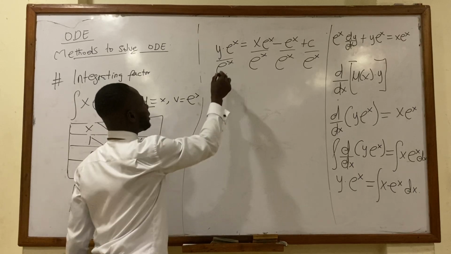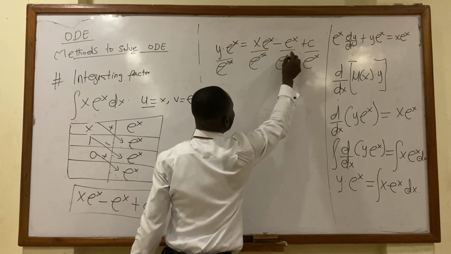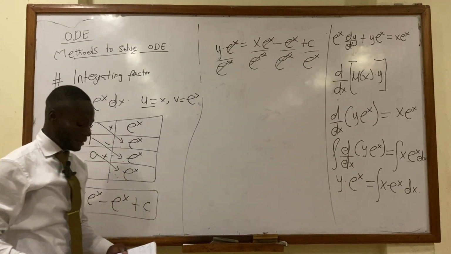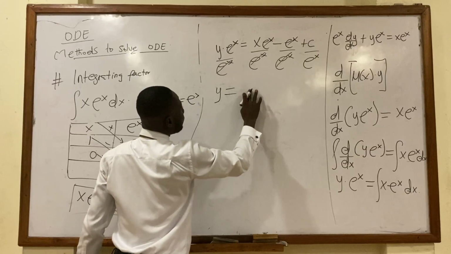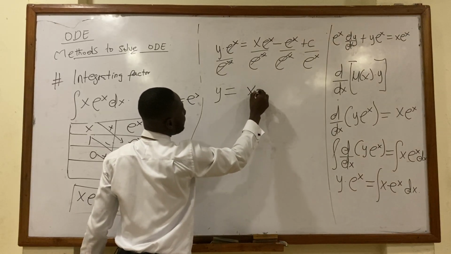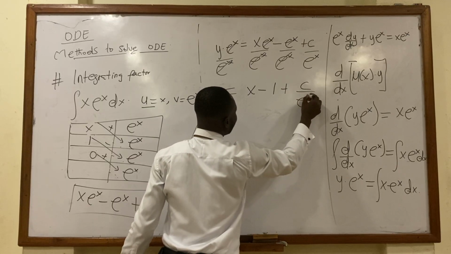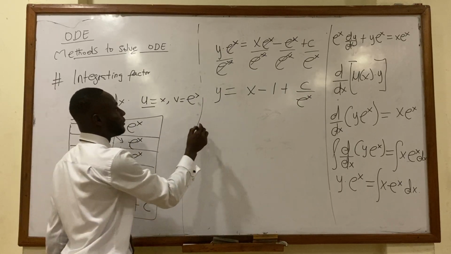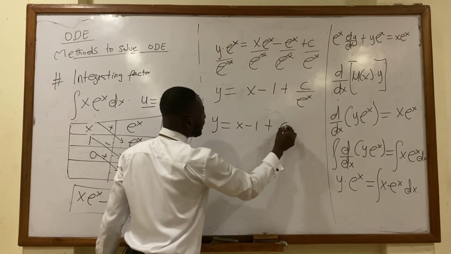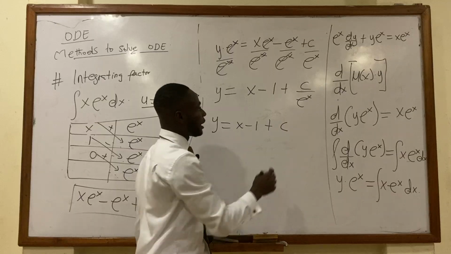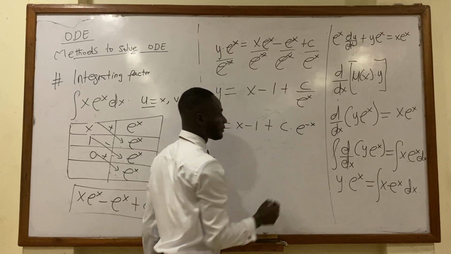Right? So when we do that, we have this taking off this, also taking off this, and this also taking off this. All right. So we're basically going to have y equals 1, y equals x minus 1 plus c over e power x. All right, and then we have y equals x minus 1 plus c. With the help of indices, we can know that this is the same as c e power minus x.